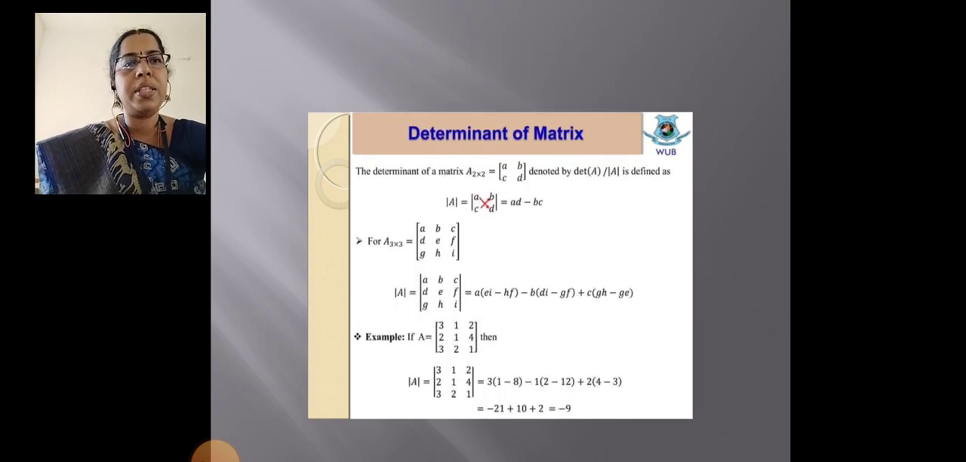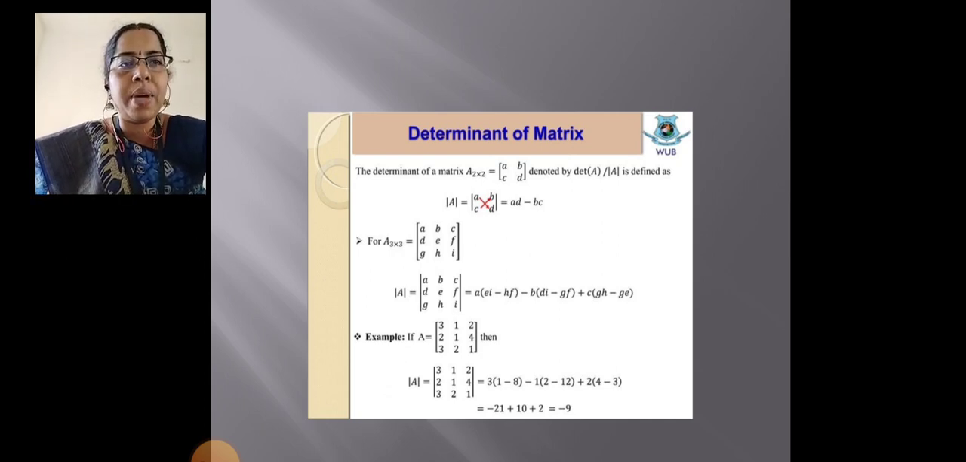Next definition, determinant of a matrix. The determinant of a 2 cross 2 matrix A with elements a, b, c, d, denoted by determinant of A or modulus of A, is defined as: determinant of A, with rows a, b and c, d, is equal to ad minus bc.